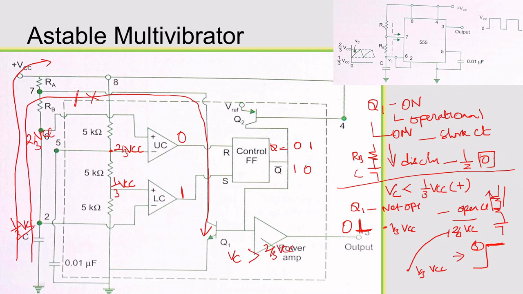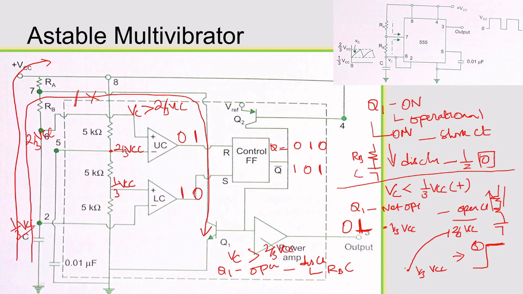What happened? Immediately the Q1 will become operational, right? So when this capacitor voltage is greater than 2 by 3 VCC, we will be getting logic of 1 here, and here we will be getting 0. So if I am giving 1 to this Q1 transistor, Q1 will be operational, and this will discharge. Through which network? Through the RB and C network.